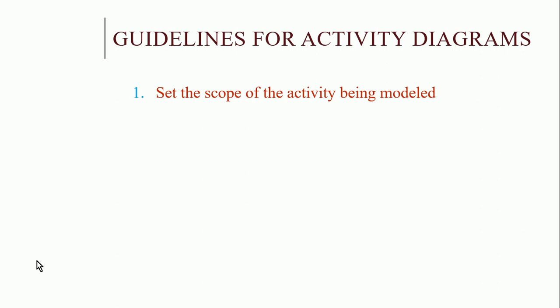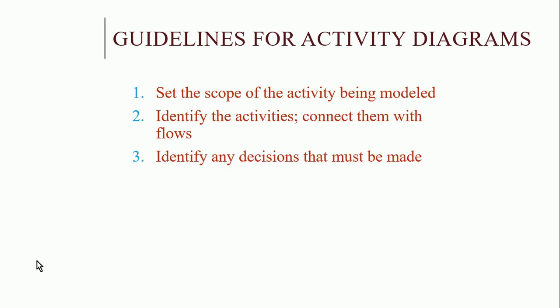As far as creating these activity diagrams, first you want to set the scope of activities that are being modeled, identify the activities and connect them with data flows, identify any decisions that have to get made, and any parallelism, in other words, things that are going to happen at the same time. It's important to consider parallelism, because if you think about it, parallelism allows things to be faster, right? If we can get two things done concurrently, that reduces the amount of time to complete the entire activity.